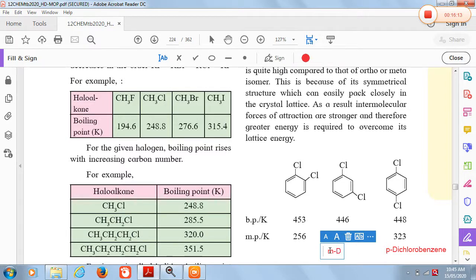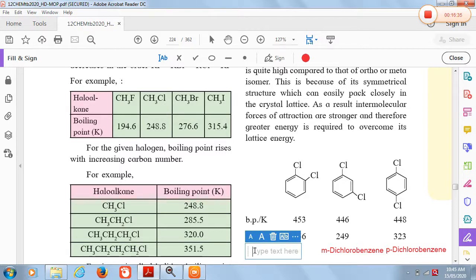And this one is ortho. If you observe the melting point of para-dichlorobenzene, it is higher than ortho and meta due to symmetric structure.